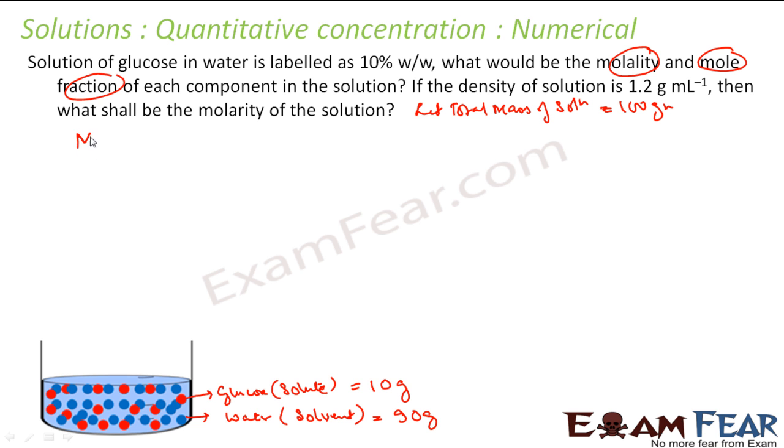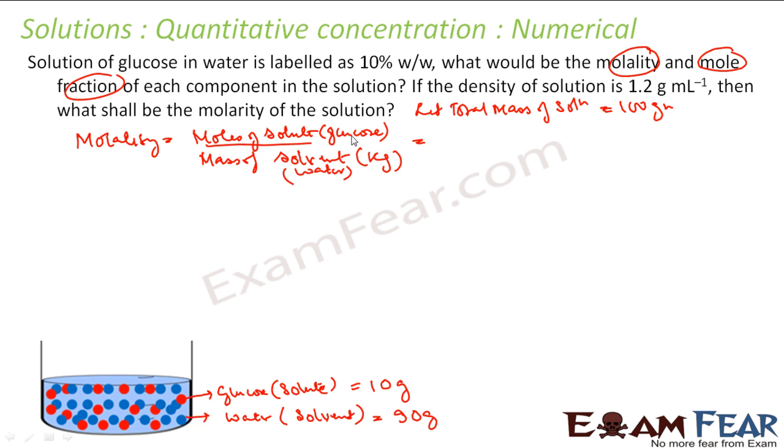Correct? So molality is what? Moles of solute divided by mass of solvent. Please understand, in molality it's the solvent in kg. So what is the moles of solute? Solute is glucose. Mass is given, I can easily find molar mass, I can find the moles of solute. And mass of solvent in kg also I can easily find because the mass of solvent in gram is given. So let's first find the moles of solute.